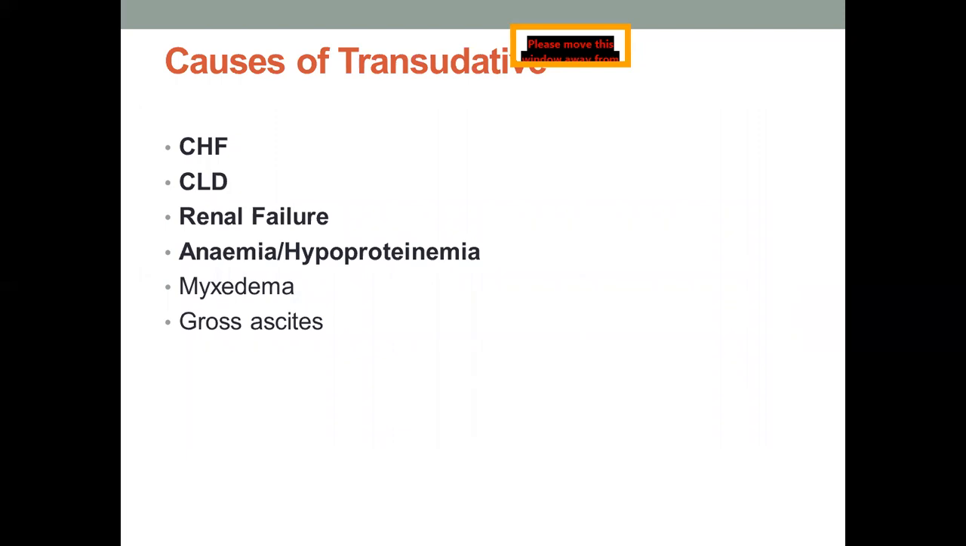Causes of transudates are congestive heart failure, chronic liver disease, renal failure, anemia. And in anemia, there will be high cardiac output failure and hypoproteinemia, myxedema, and gross ascites. These are the causes of transudate.